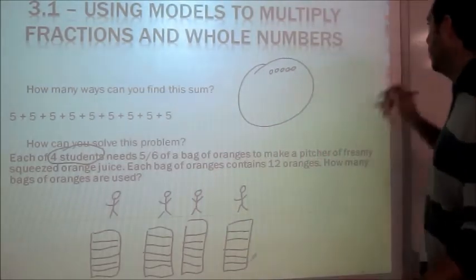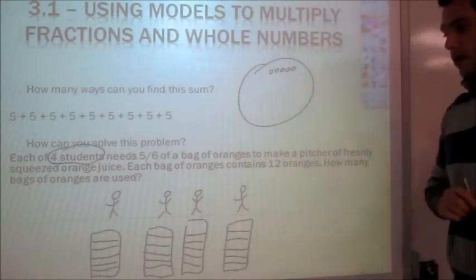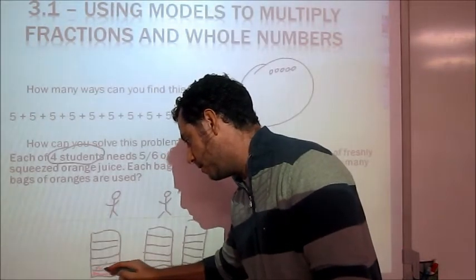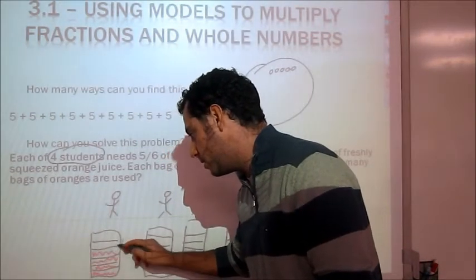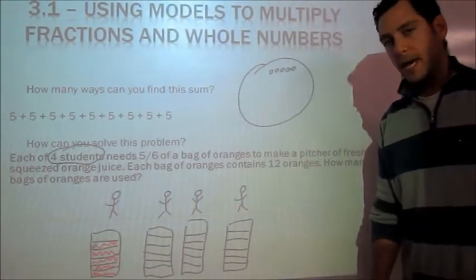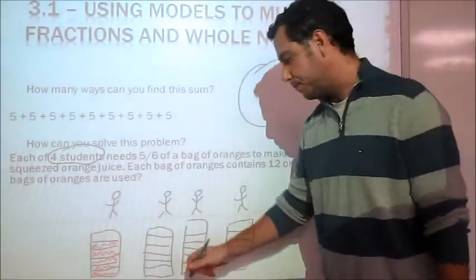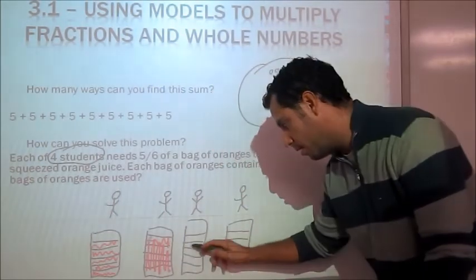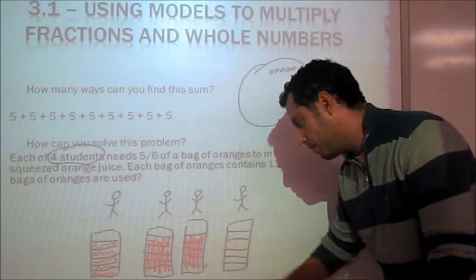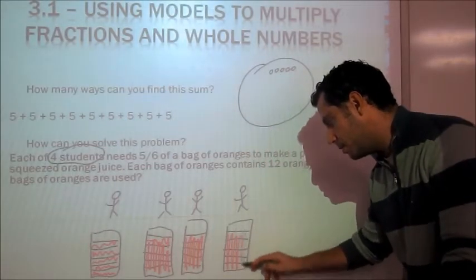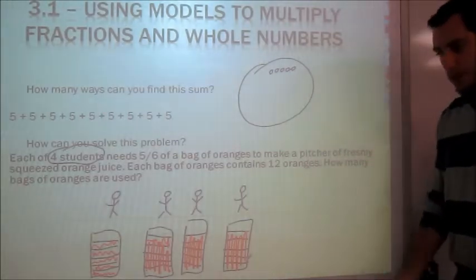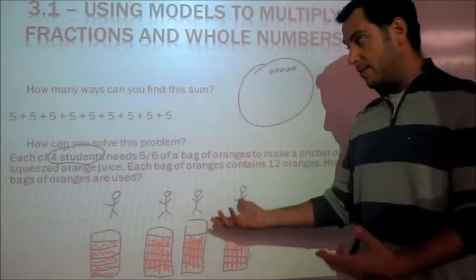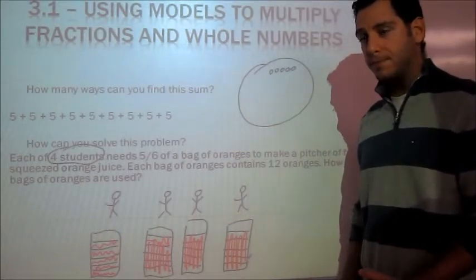Now each student needs 5/6 of a bag, correct? Right. So what we'll do is shade in 5/6 of this bag. That's what this student needs. And we'll do the same thing. I'm just going to save a bit of time by shading in all 5 of them at the same time here for the next 3 students. So each of these 4 students has 5/6 of a bag of oranges.